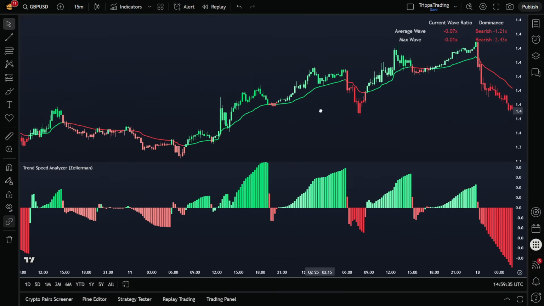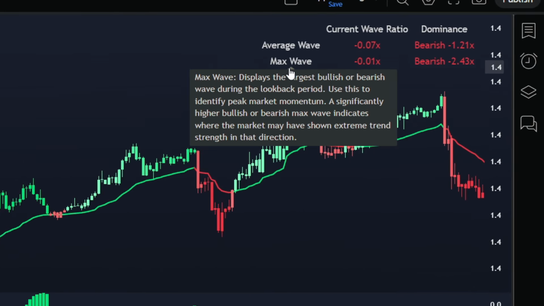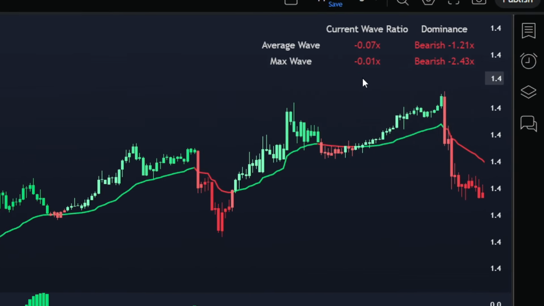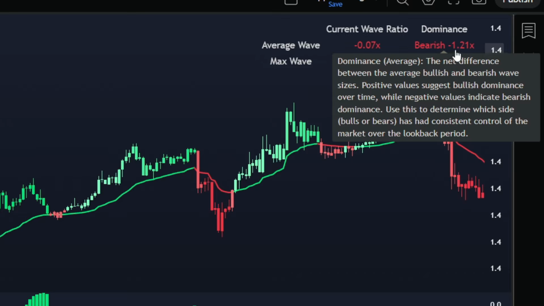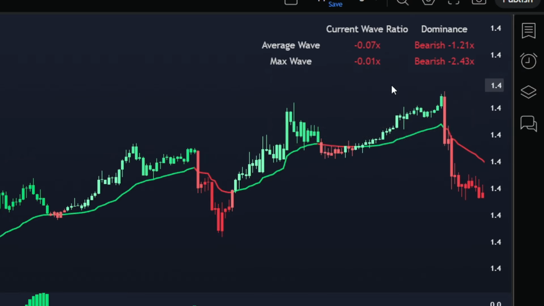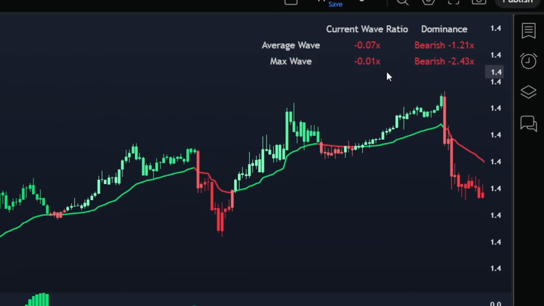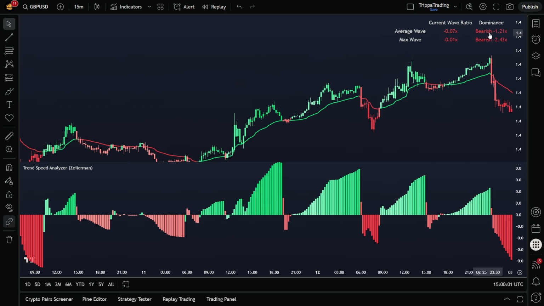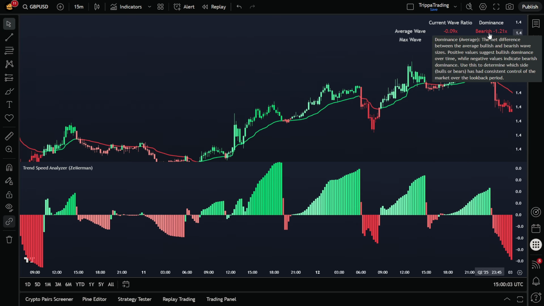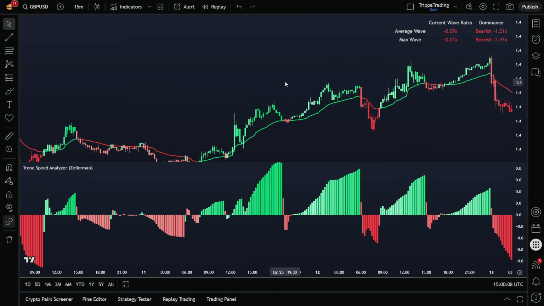And then there's the third part, the information table. You can turn this on or off in the settings, but I highly recommend keeping it on. It shows some really helpful stats, like the average size of bullish and bearish waves, their maximum values, and most importantly, the wave ratio and dominance. If the wave ratio goes above 1, that means the current move is stronger than average, momentum is gaining. The dominance value tells you who's in control. If it's positive, the buyers have control. If it's negative, the sellers are running the show.